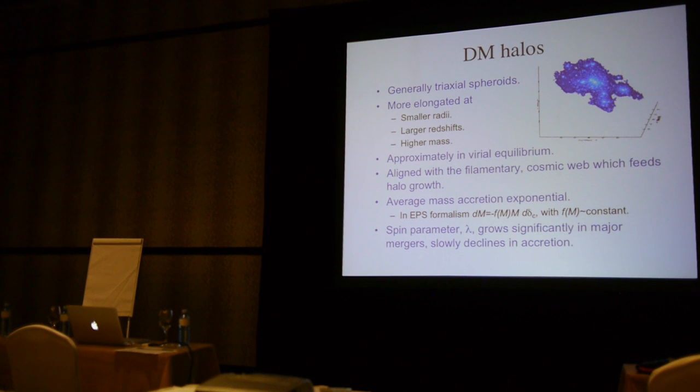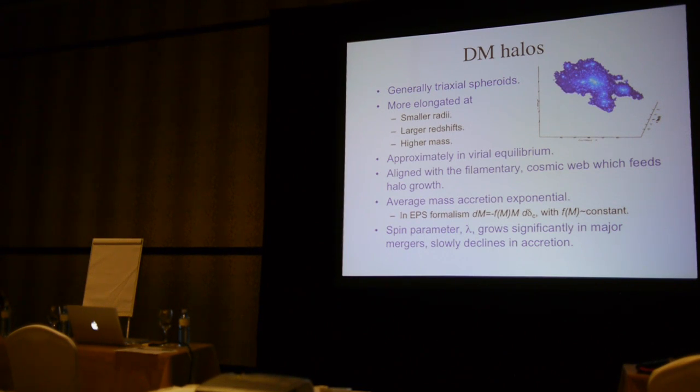So let's talk a little bit about the actual halos now. We've talked about their clustering, we've talked about their abundance. Here's a plot taken from a simulation that we'll come back and look at over a while. Dark matter halos are generally triaxial spheroids. They're quite elongated, roughly 2 to 1. That's where we normally approximate them as spheres. They're more elongated at smaller radii, larger redshifts, and higher mass. And there's twisting of the isodensity contours. They're quite complicated beasts. They're approximately in virial equilibrium.